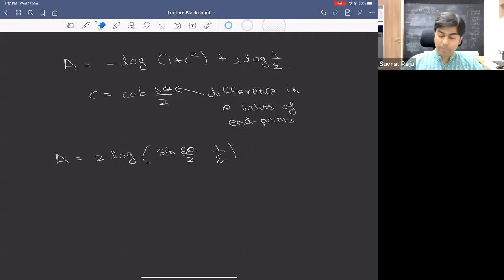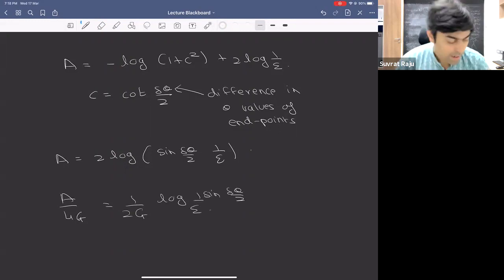Okay. So of course you can compute the entropy. The prediction for the entropy is just that A over 4G is 1 over 2G into log of the same thing, sine of delta theta by 2 into 1 over epsilon. Now I said at the beginning that you could compare this with some answer that you could derive from the CFT.